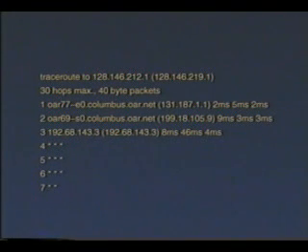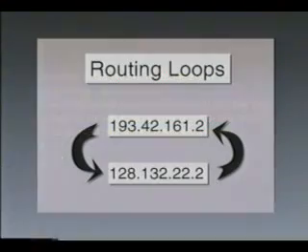Based on this result, you would look at the last router, in this case 192.68.143.3, and see if you can determine where the problem is. The problem might be on the next hop router, so you may want to look one hop past that node to ascertain the nature of the problem.